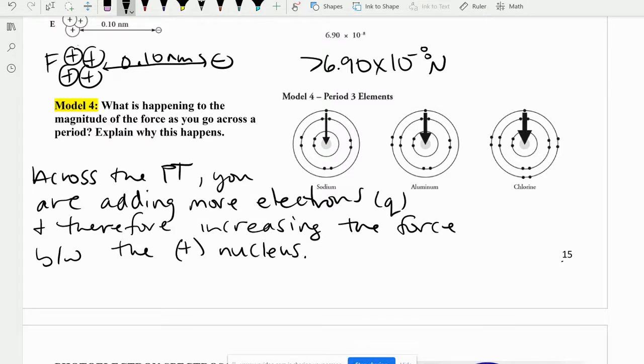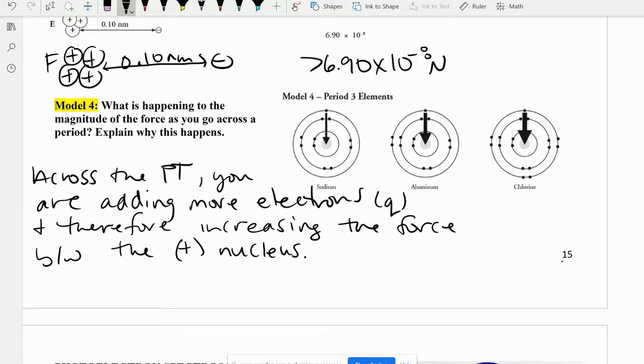If you said that as you go across the periodic table, since you're adding more electrons into the already existing orbital, the force of attraction between those electrons and the nucleus of the atom is going to steadily increase as we go across a period.